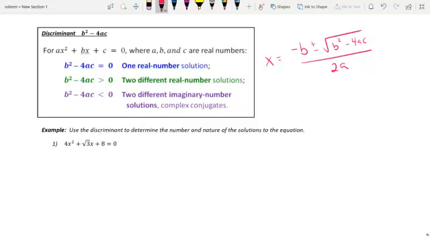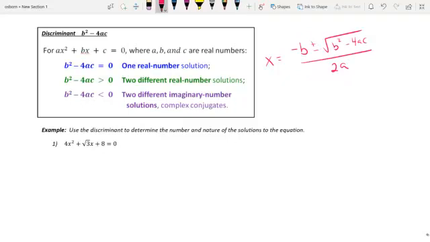Now, I'm going to explain a little bit about the reasoning why, just to kind of give you some relief as far as memorizing formulas. If you understand why, it's not so much memorizing the formula. Alright, so if b squared minus 4ac is equal to 0, then you have one real number solution. Well, let's look at why. So if b squared minus 4ac is equal to 0, then this is 0. This is all gone. So you're just left with negative b over 2a, therefore one real number solution.